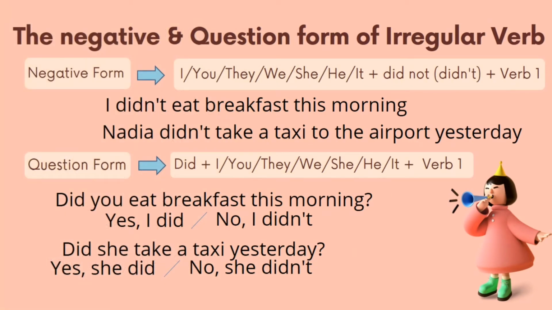For the negative and question form of irregular verb, it is the same as the regular verb. The form is subject plus didn't plus verb 1. For example, I didn't eat breakfast this morning. Nadia didn't take a taxi to the airport yesterday. For the question form, the form is did plus subject plus verb 1. As in, did you eat breakfast this morning? The answer is yes, I did, or no, I didn't. Another example, did she take a taxi yesterday? The answer is yes, she did, or no, she didn't. So that's the negative and question form of irregular past verb.